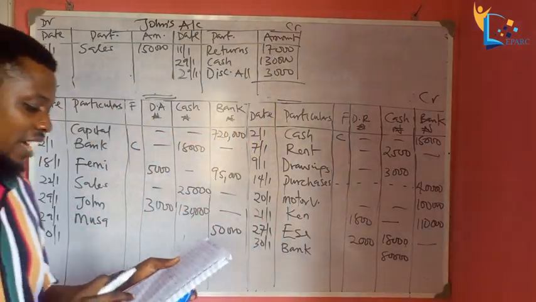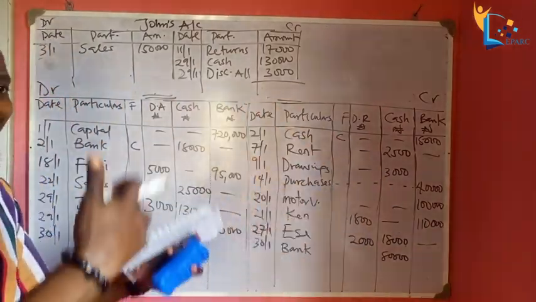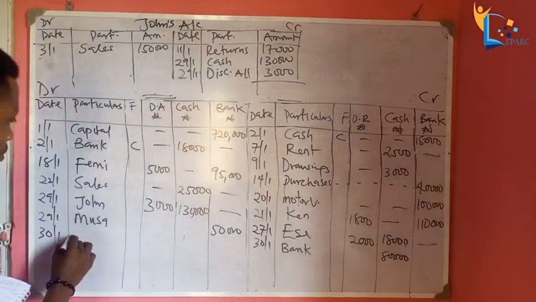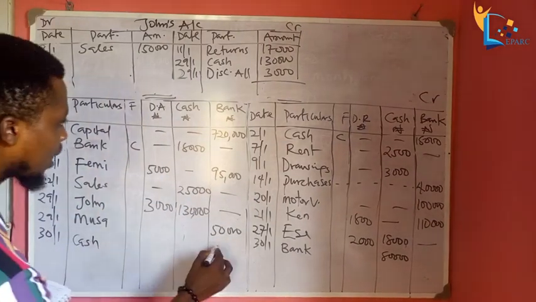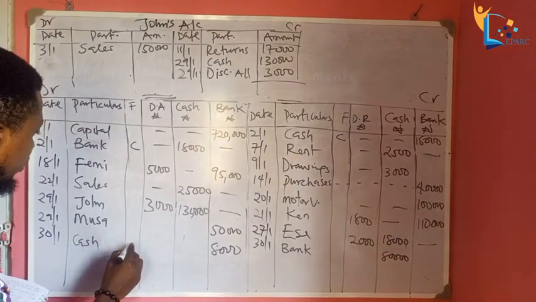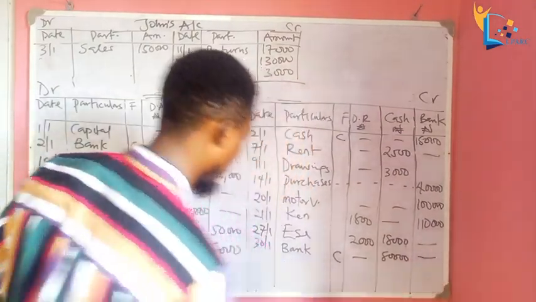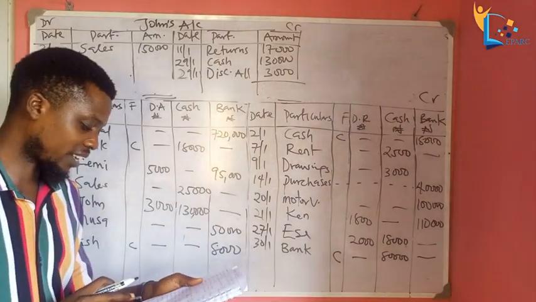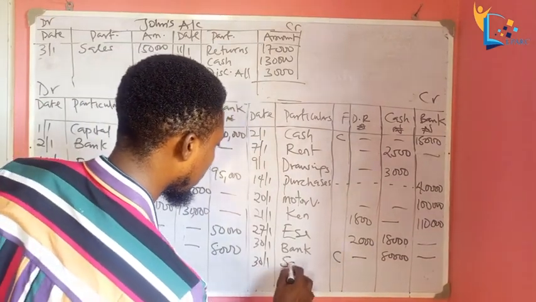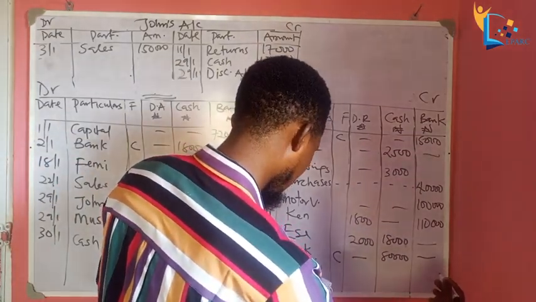Let me come again. Deposit cash into bank. So the cash is going into bank. Bank is receiving. You credit the giver, cash is giving. Bank is receiving. Cash, bank, how much? 80,000. So this is contra. Let me indicate it here. Contra. You're almost rounding up. All right, on the 30th again, paid salaries by check, 5,000.